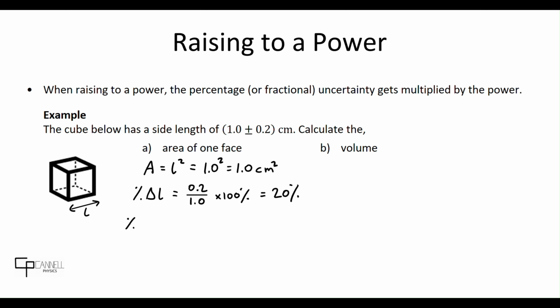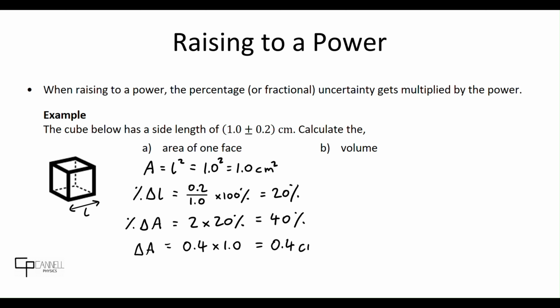So this gives us 40%. So since 40% is the percentage uncertainty in area, the uncertainty in area is 0.4 times the area. And 1 is a nice easy number to work with, so it's 0.4 square centimeters. So writing out the full answer gives us, and that's the area with its uncertainty.